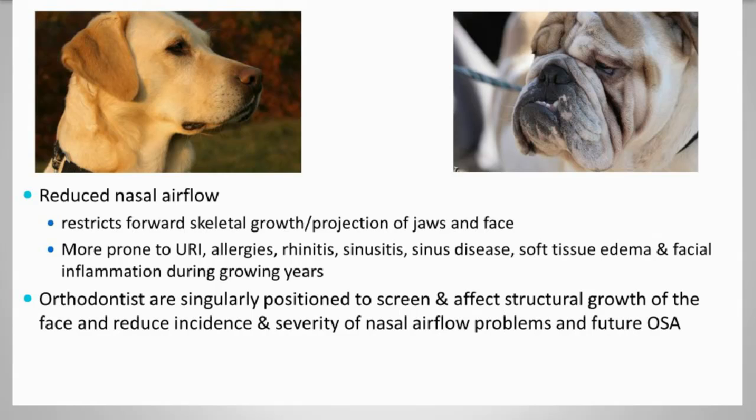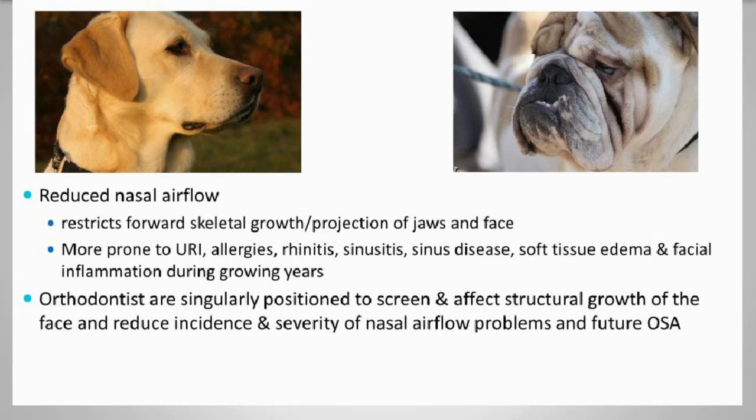So these crunched faces and reduced nasal airflows can lead to health problems. They can restrict forward skeletal growth and projection of the jaws and face during the growing years. They are more prone to upper respiratory infections. There's probably a strong allergy component. Some of it's structural and some of it is environmental.